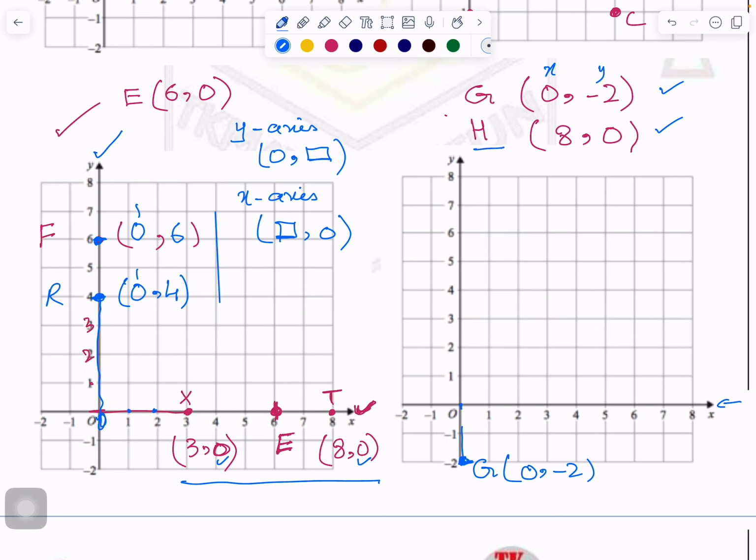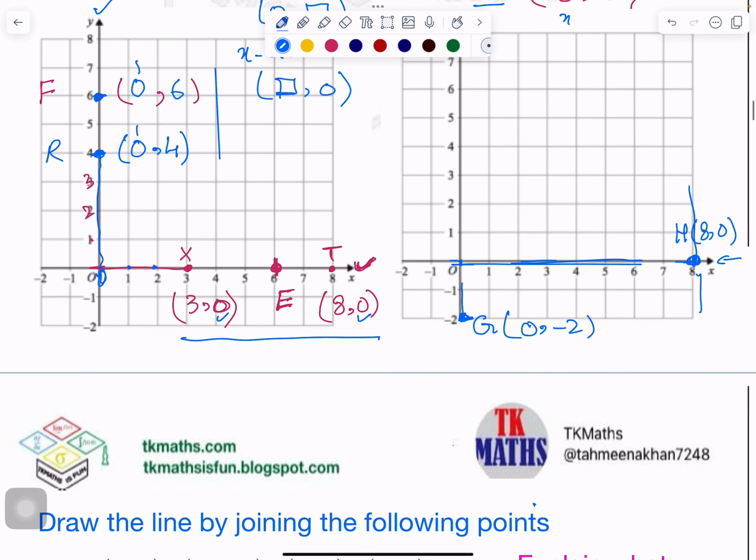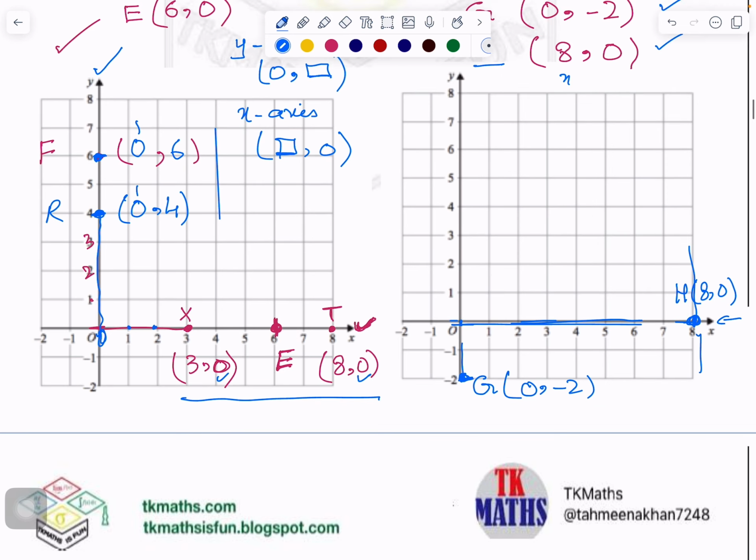Let's mark point H, 8, 0. Where is 8 on the x-axis? Here. And where is 0 on the y-axis? It is here. It's not up or down, rather it is on the same line. So this is my point H, 8, 0. So I hope you understood. 7 minutes have passed. So the next video, link you will find in the description below, will be about drawing the line by joining the points. In this video, we have learned how to identify the points and how to mark the points.